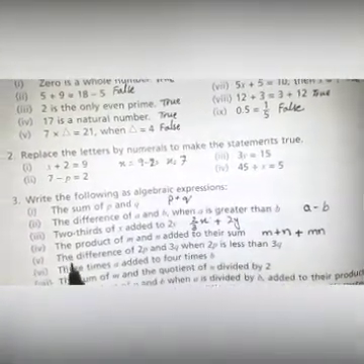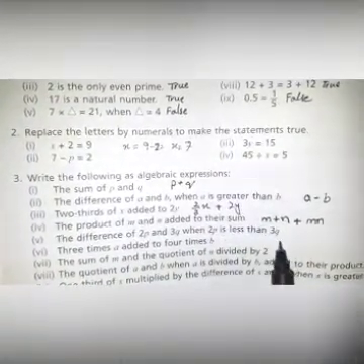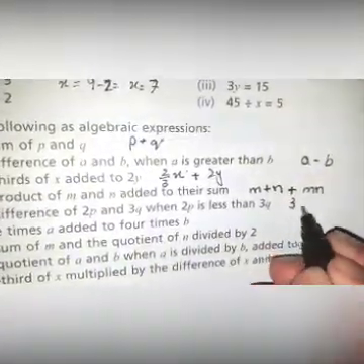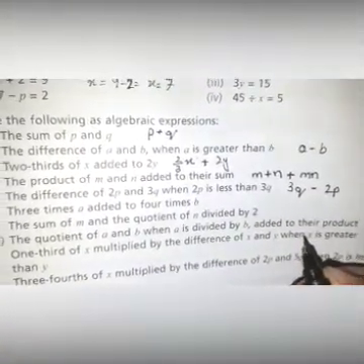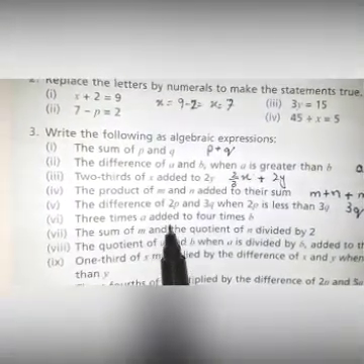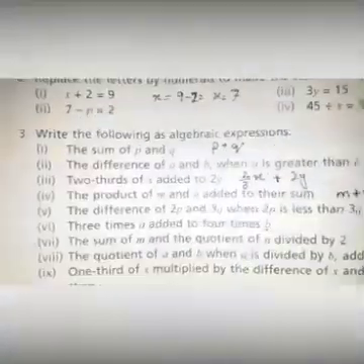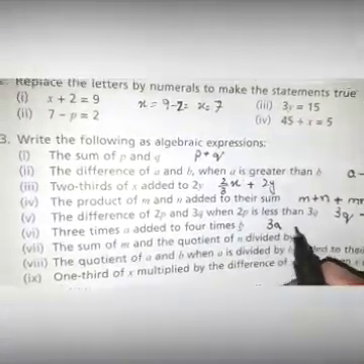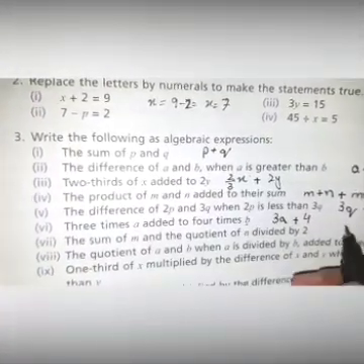Now part 5, the difference of 2p and 3q when 2p is less than 3q. So we will write 3q minus 2p. Now the next one, 3 times a added to 4 times b. 3 times a means 3a, added means plus, 4 times b, so 4b.